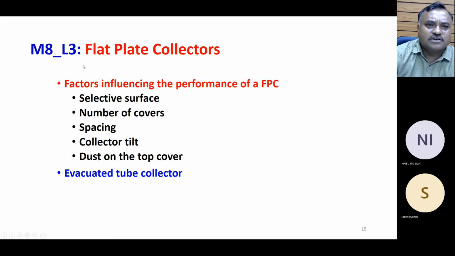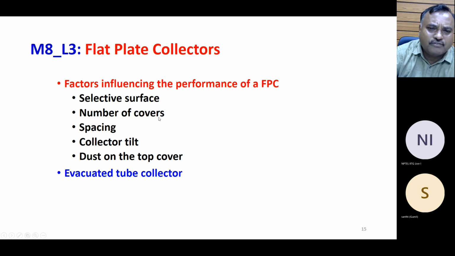In lecture 3 of module 8, we have primarily discussed different factors which influence the performance of a flat plate collector. So what are the different factors we have? Selective surfaces, like we can lay some kind of chemicals or some kind of material over the absorber plate, which increases the absorptivity of the solar radiation and reduces the emissivity of the outgoing radiation.